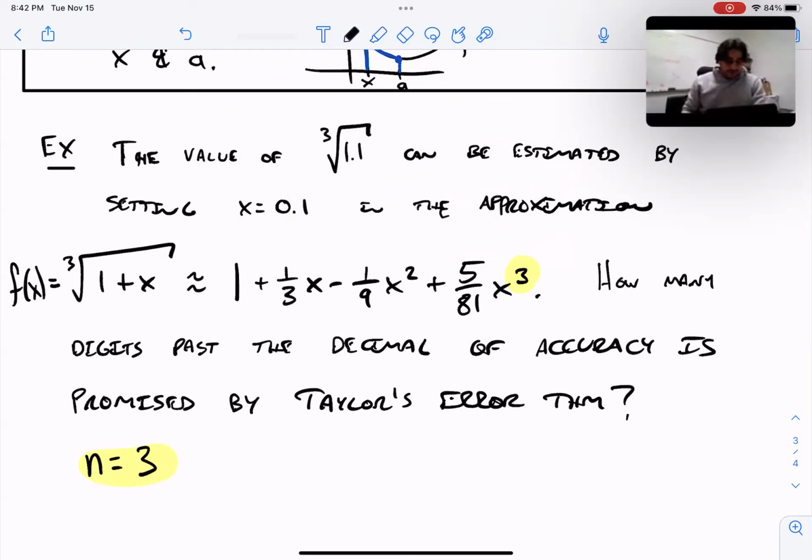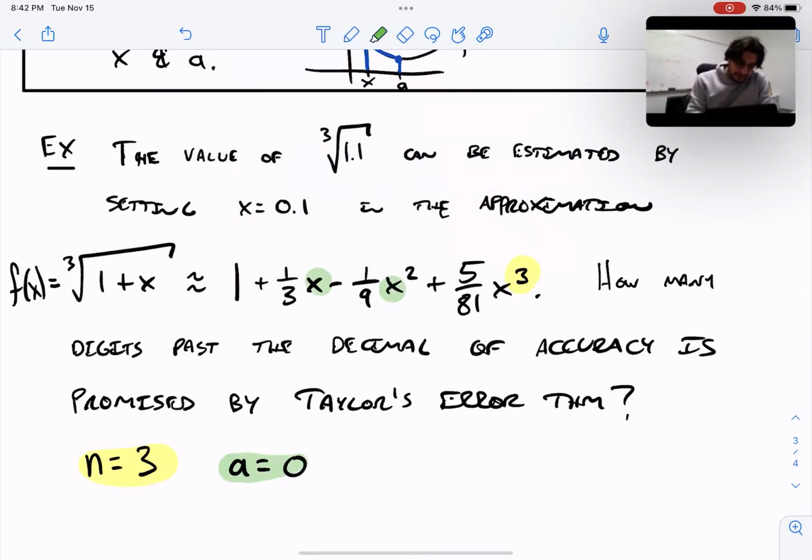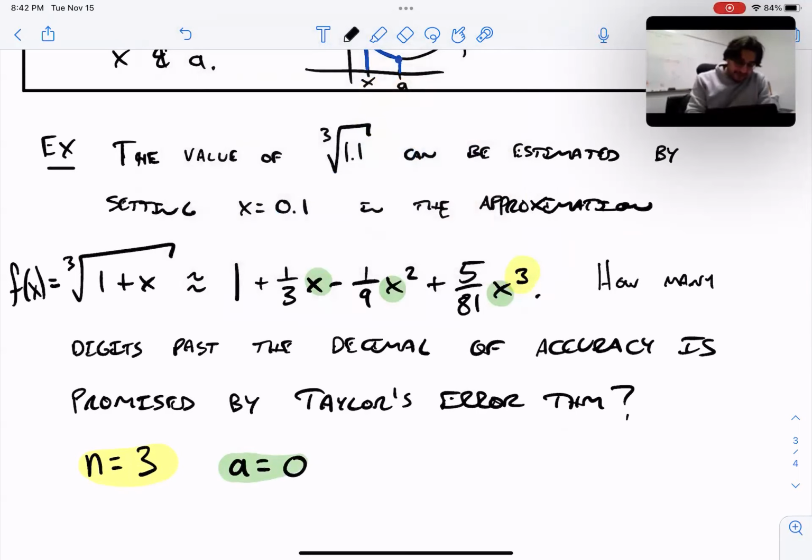We also want to talk about a. What is a? So a is 0. Why is a 0? Well, because this is the center of our series. If you look, these are just powers of x. It's not written as x minus some other number. Like if it was x minus 1, x minus 1 squared, x minus 1 cubed, then it would be a equals 1. But it's not. There's nothing being subtracted from x. So you can think of it as just x minus 0, x minus 0 squared, x minus 0 cubed. So therefore our a is 0.